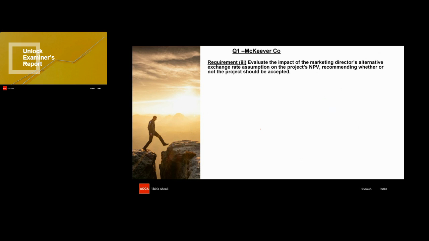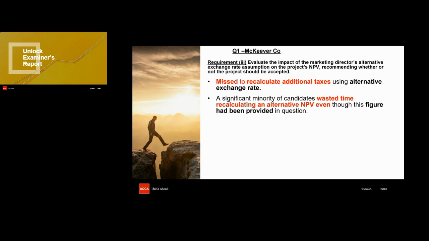Now, a significant minority wasted time in recalculating an alternative NPV, even though that figure was given in the question. It was very clearly specified that the alternative NPV is so and so. They recalculated. That's not going to fetch any additional marks. This question was very badly attempted.